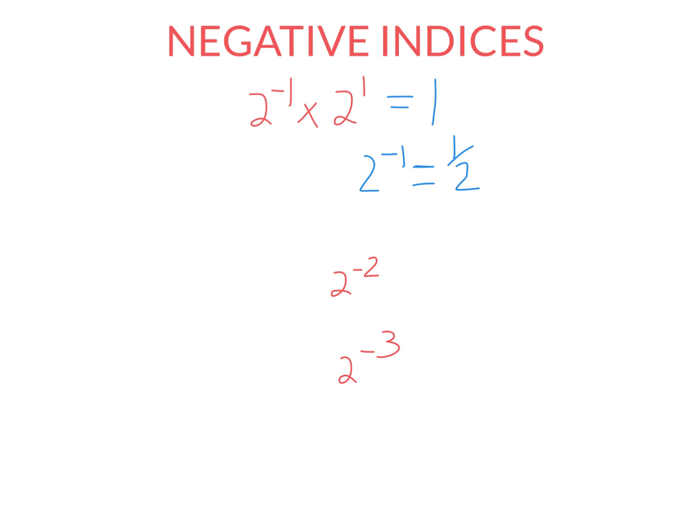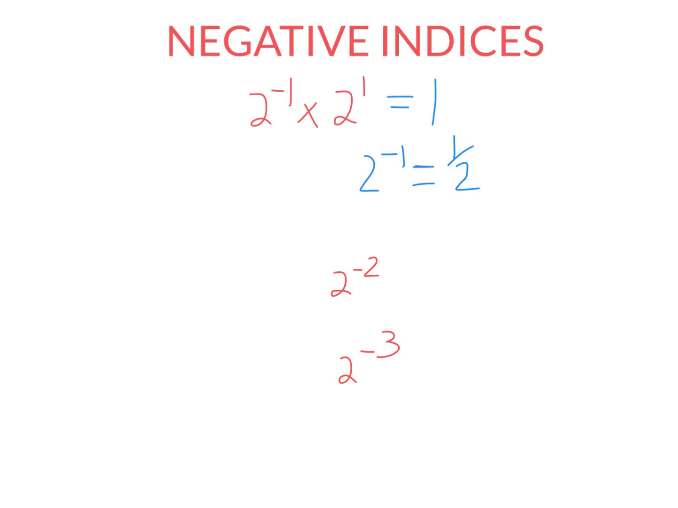That's a bit unexpected. We might have thought we would get a negative answer, like negative 2. But when you raise a positive number to a negative power, you still get a positive answer. You can't actually raise 2 to any power and get a negative answer. So 2 to the negative 1 is a half.